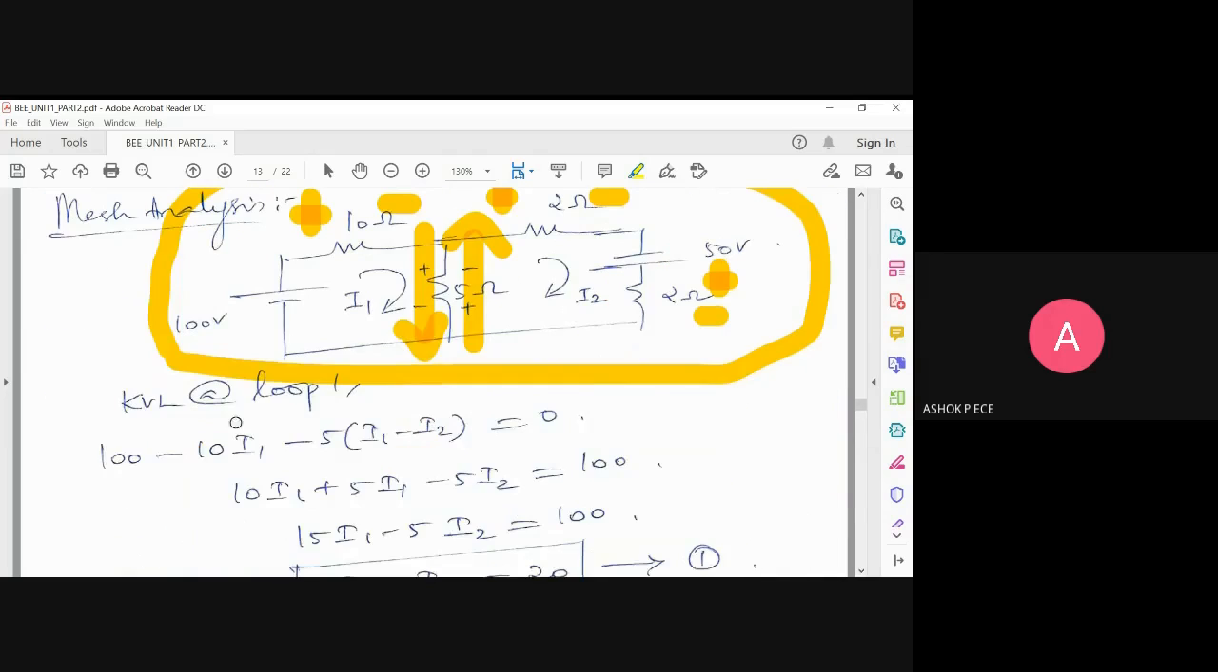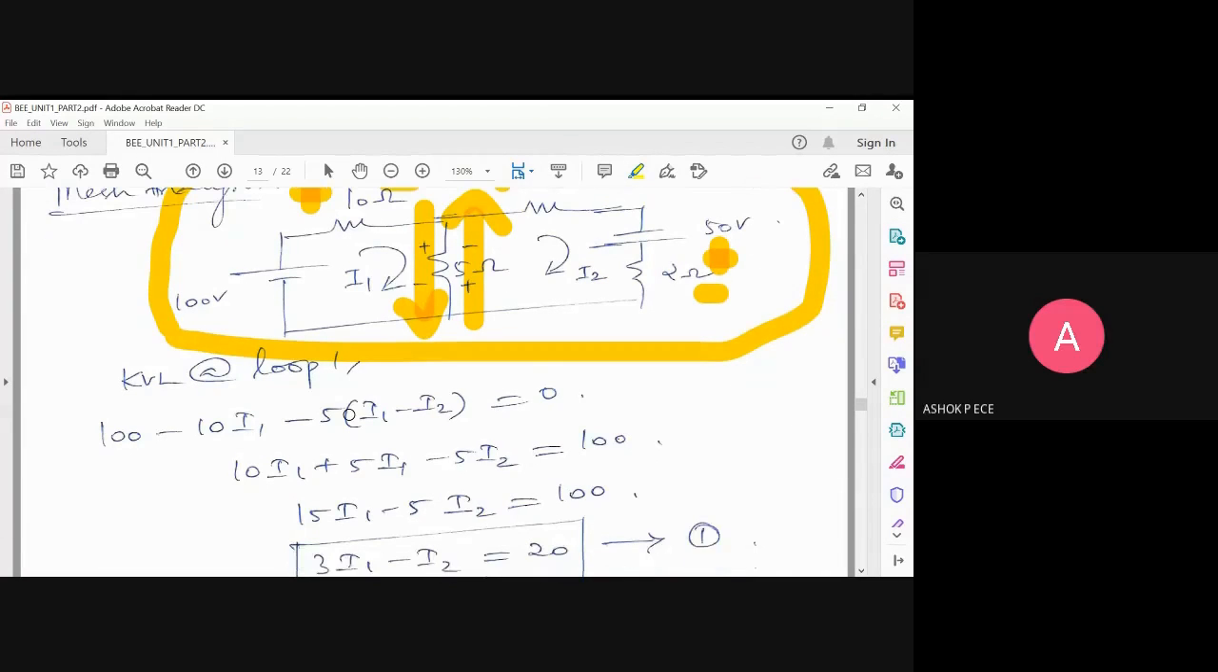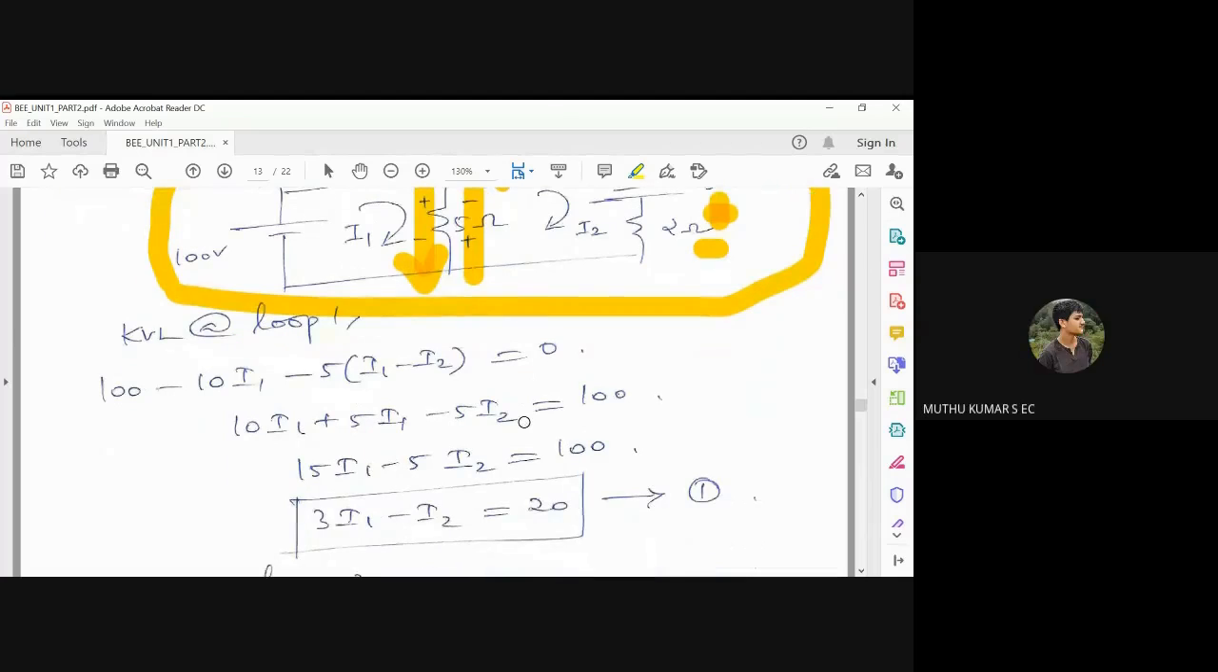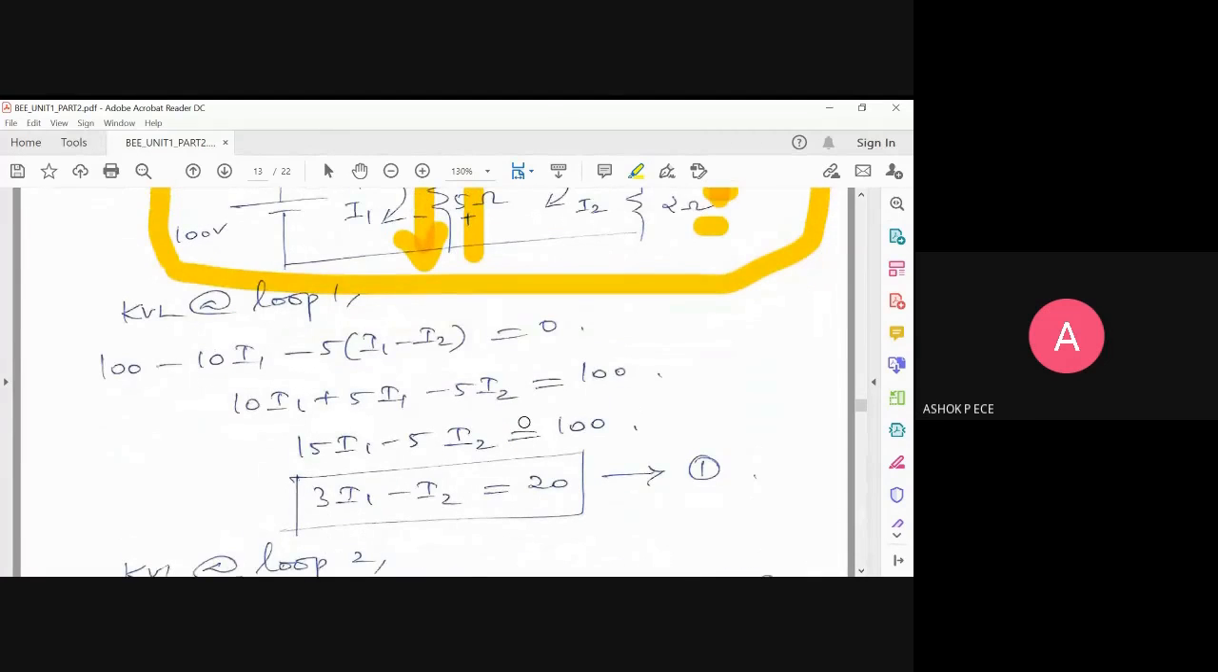Is that clear? See here, I have written the equation. Is this equation clear? Simplify and see whether you are getting this. Anybody having doubt? Yes, sir, I got the same equation. Please arrive at the same equation. Just simplify it. That's all.